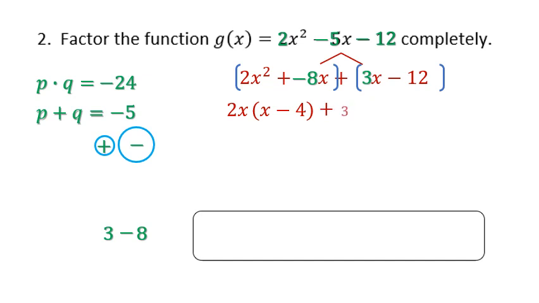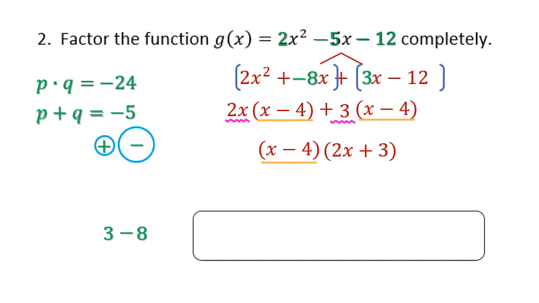Well, 3 goes into both those numbers, so we'll pull out a 3. That leaves us with also x minus 4. We know this is going well if those are the same, so I only need that parentheses once. I do need a second set of parentheses. What goes in that? The stuff that we didn't pull out just now. That's the 2x and the 3.